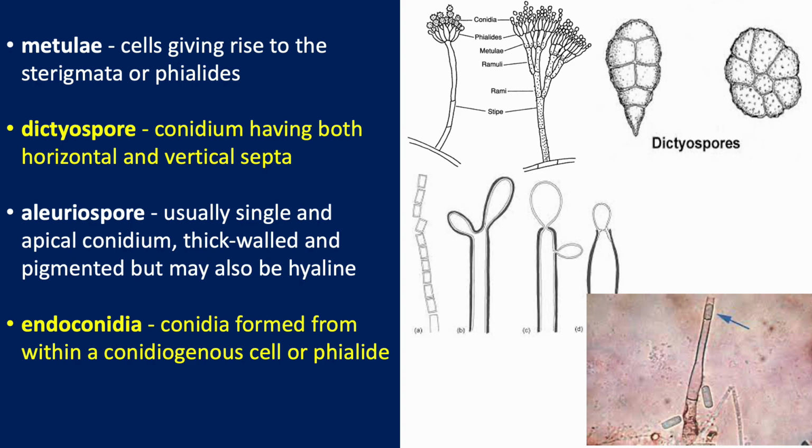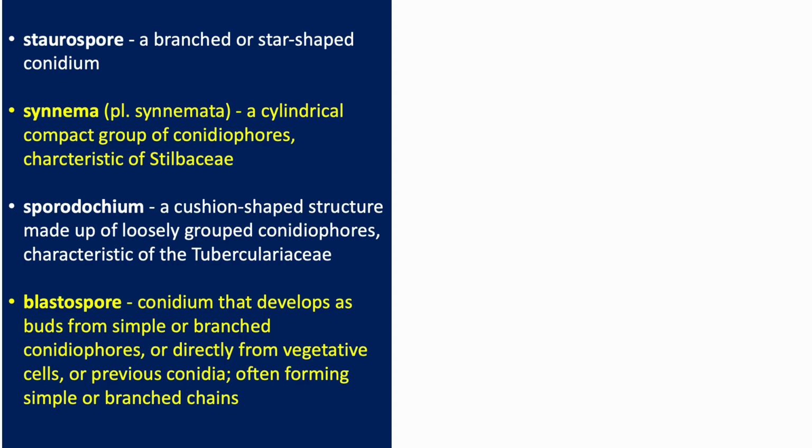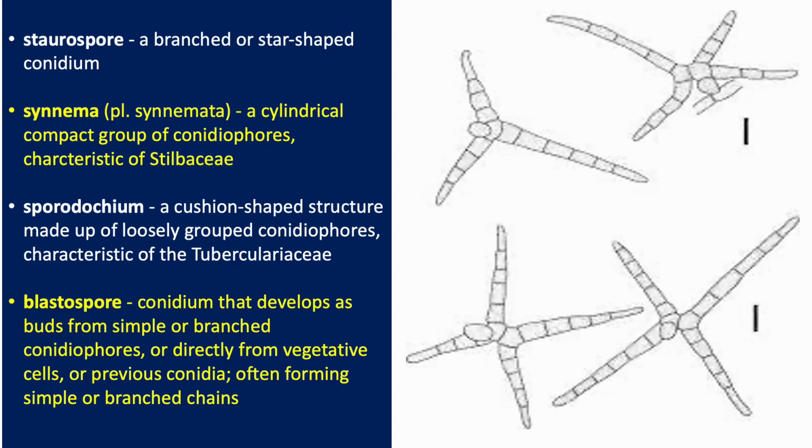Endoconidia is another terminology. The meaning of endoconidia is that these are the conidia formed from within a conidiogenous cell or phialides. Another common terminology used in the fungal world is staurospores. The meaning of staurospores is the branched or the star-shaped conidia, which are produced by a number of fungal organisms.